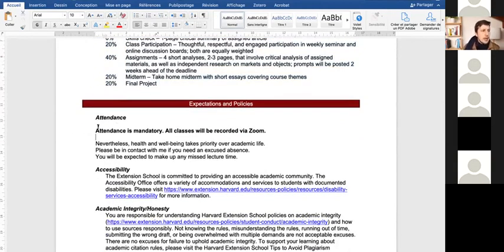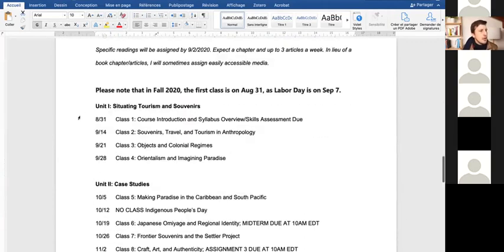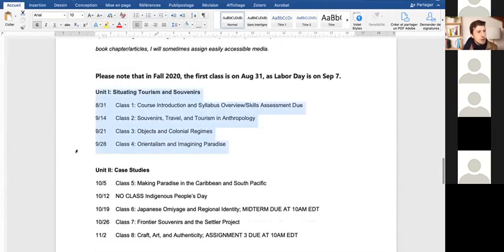So for example, is attendance mandatory or is it optional? In this case, it's also via Zoom, and the fact that it's going to be recorded, accessibility, and some details like that, and then a short planning.